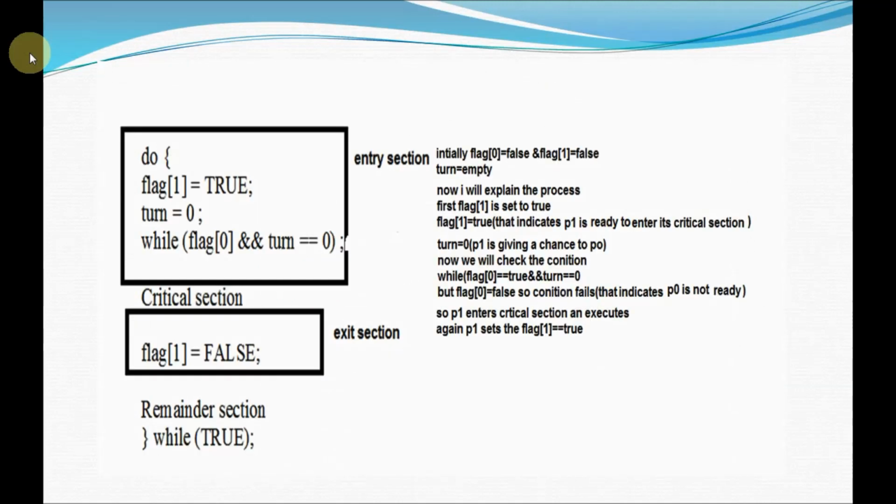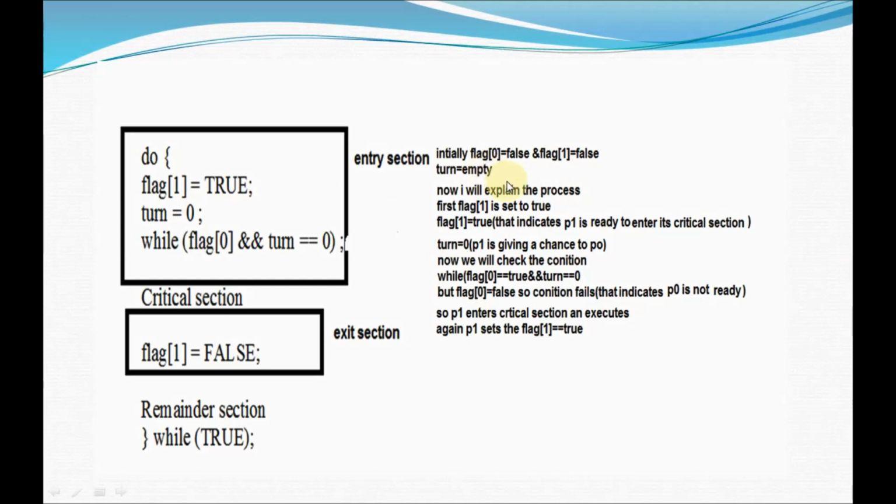See here. Initially I'm going to assume that flag 0 and flag 1 will be false. Here you can observe, see the highlighter, I used two flags, flag 1 and flag 0. Initially flag 0 and flag 1 have the value false. And I am going to use one more variable, turn, you know that, right? Turn indicates which process has to execute now, and flag indicates which process is ready to enter the critical section. Initially the turn variable will be empty. Understood, guys? So flag 0 is false, flag 1 is false, and turn is empty.